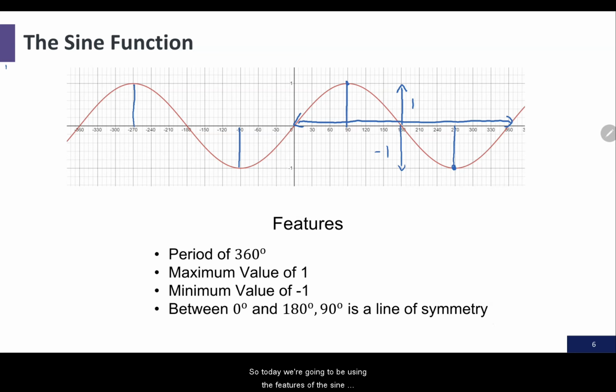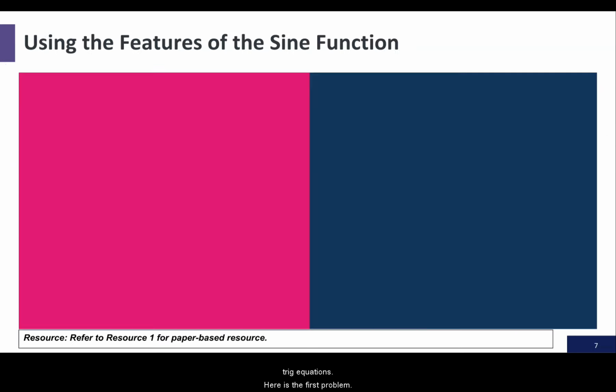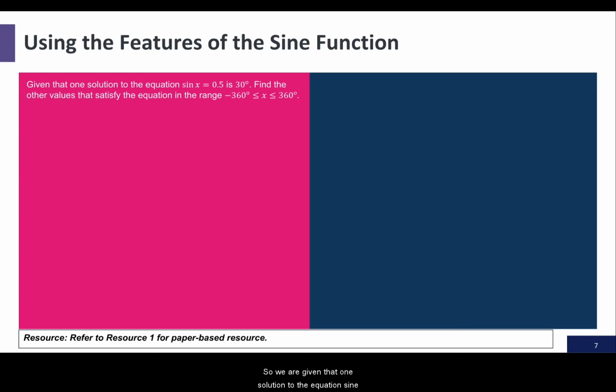So today, we're going to be using the features of this sine function to solve some trig equations. Here is the first problem. So we are given that one solution to the equation sine x equals 0.5 is 30 degrees. And we need to find all the other values that satisfy the equation between -360 and +360.